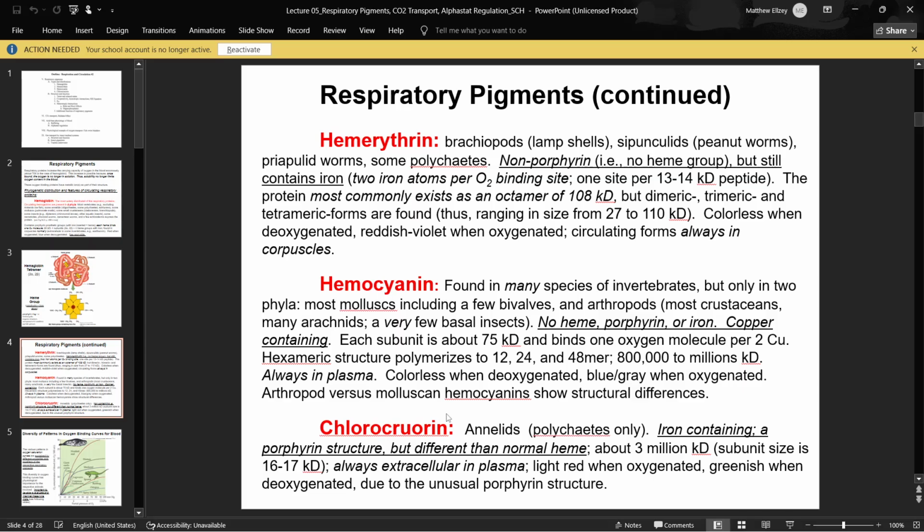And then we have chlorocruorin. This is found in polychaetes only. It has an iron-containing porphyrin structure, but different from the normal heme group. So it does contain a porphyrin structure with iron, but it's different from the normal heme. And it's always in the extracellular plasma. It's light red when oxygenated, greenish when deoxygenated, and this coloring is due to the unusual porphyrin structure.